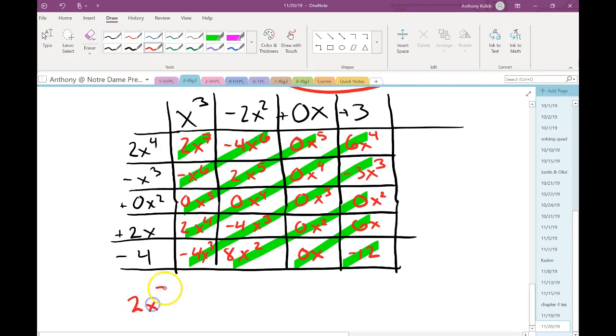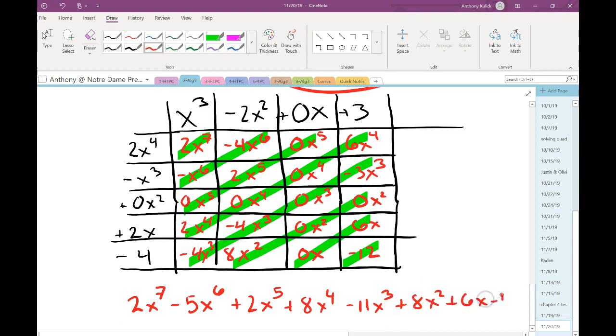So let's see, I'd have 2x to the 7th minus 5x to the 6th plus 2x to the 5th plus 8x to the 4th minus 11x to the 3rd plus 8x squared plus 6x minus 12.